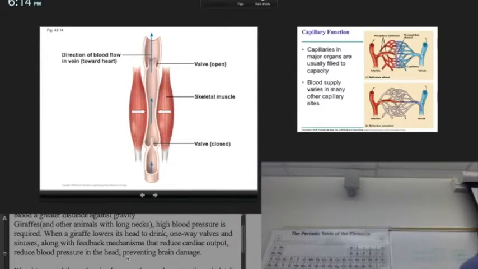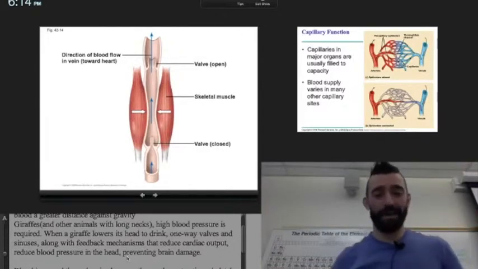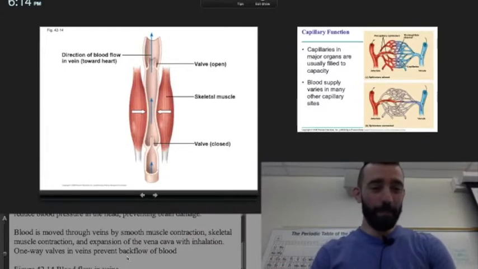Yeah, so by the way, speaking of giraffes, your book goes on to talk about giraffes, and when they bend down to drink, blood pressure is so high in their necks that it would cause brain damage if it stayed that high while they bent over to drink. So they have all these adaptations that regulate blood flow while they're bending over to drink, so they don't die, which is kind of funny.